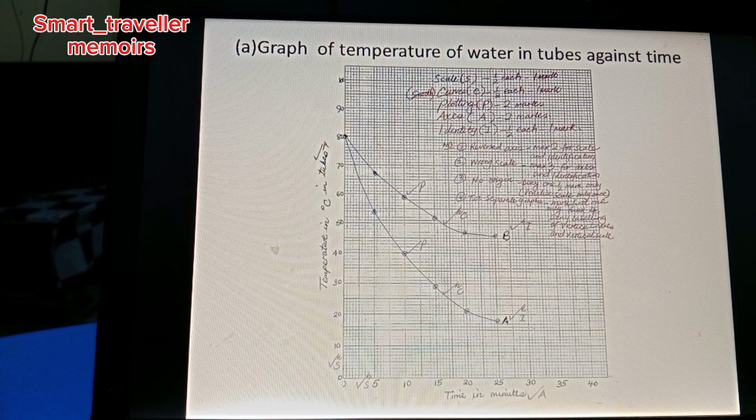Reversed axis, maximum 2 for scale and identification. That is, if you put time on the y-axis and temperature on the x-axis, that is reversed. So you get just a maximum of 2 marks for scale and identification. Wrong scale, maximum 3 for axis and identification. No origin, deny the mark only.